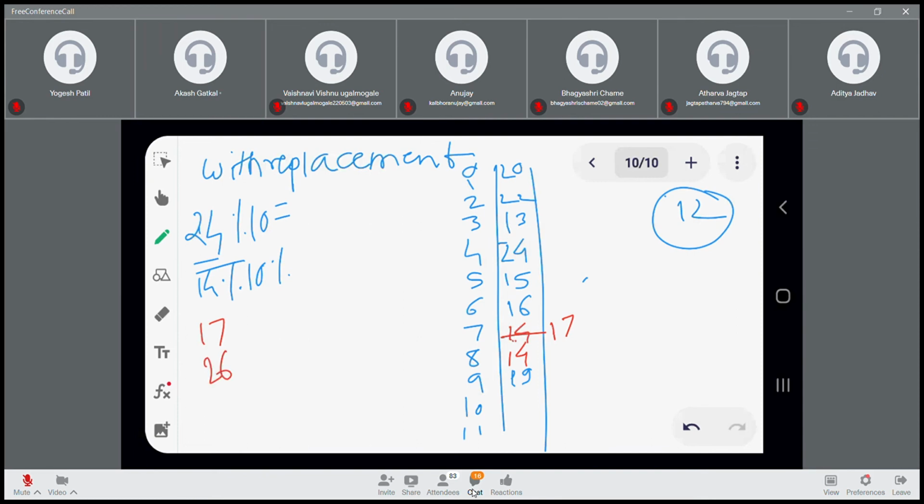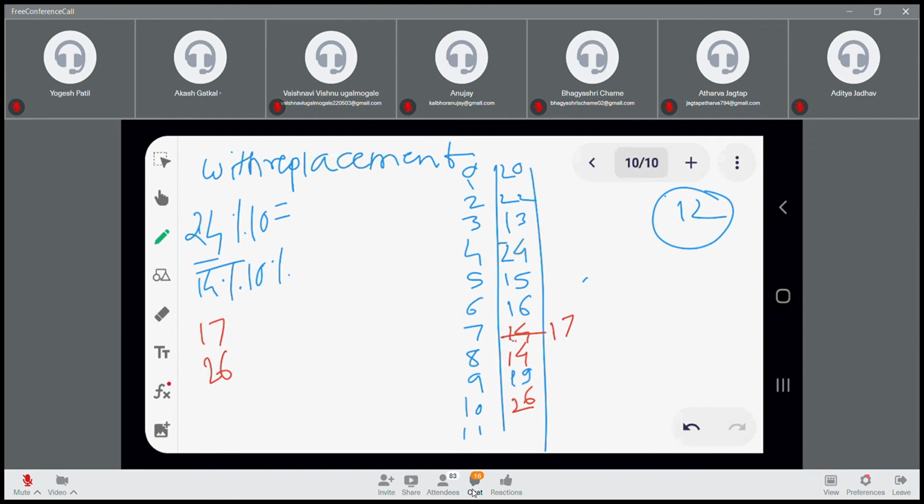Now again for 26, your index is 6, but that is not empty, and the key which is already there at index 6 is at its actual index, isn't it? So we need to find the next empty position. So the next empty position for 26 is 10. So place 26 at index 10.